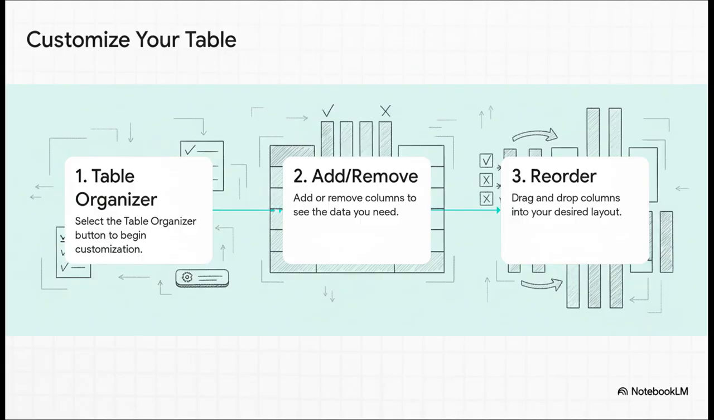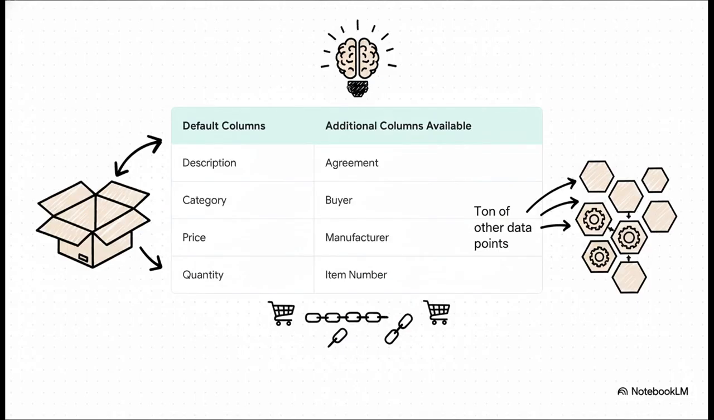It's super fast. Now, customizing your view, it is so easy. It's literally a 3-step process. You just click the table organizer button, check the boxes for the columns you want, uncheck the ones you don't need, and then just drag and drop them into whatever order makes sense for you. Seriously, it's that easy. Right out of the box, you get this really clean, simple view with the basics. Description, price, and quantity. But you can add a ton of other info. Want to see the manufacturer for each item? Or maybe the buyer? No problem. You get to build the exact view that makes your life easiest.